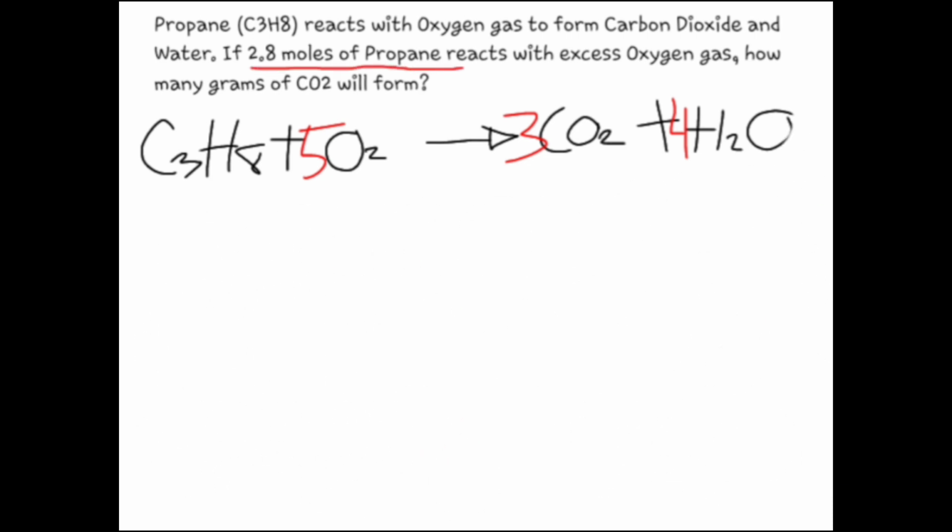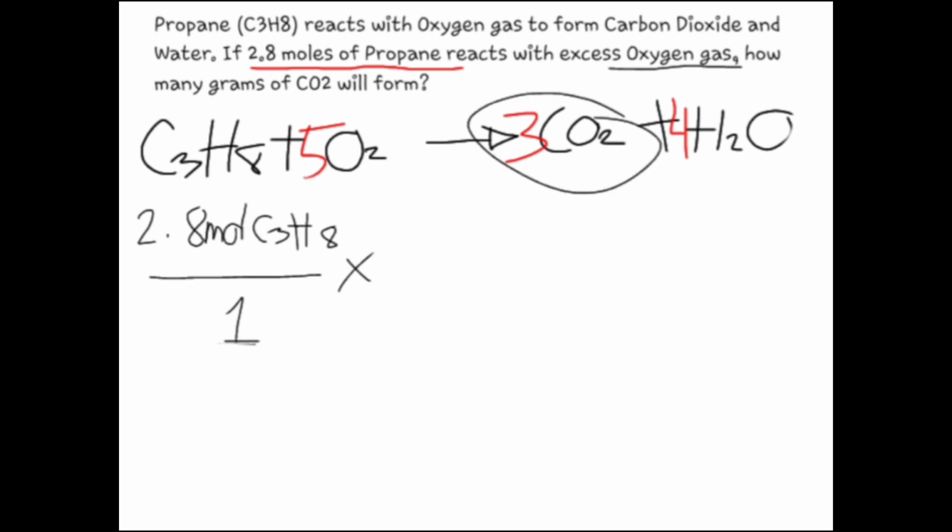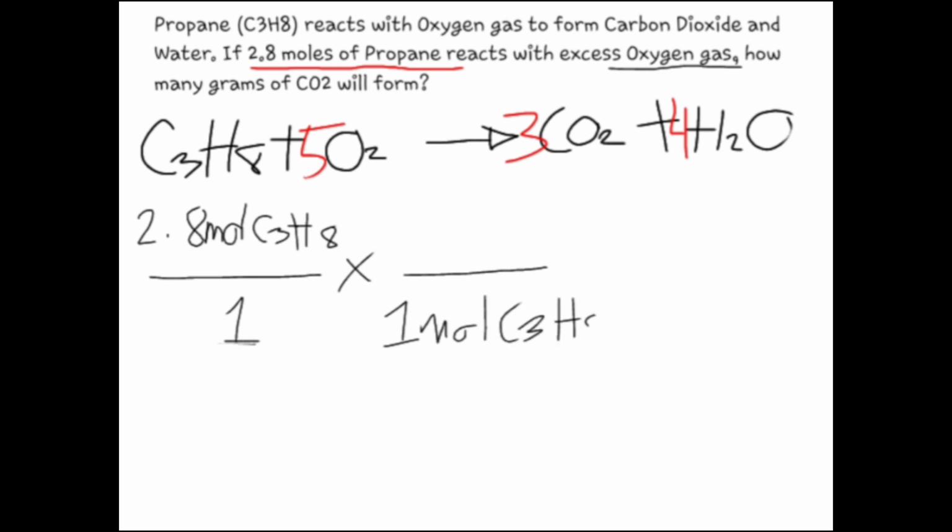We are given 2.8 moles of propane. We can write it like so. Since we're given carbon dioxide, we will use the mole ratio to change the substance from propane to carbon dioxide. The mole ratio between propane and carbon dioxide is 1 to 3. For 1 mole of propane that reacts, 3 moles of carbon dioxide are produced.